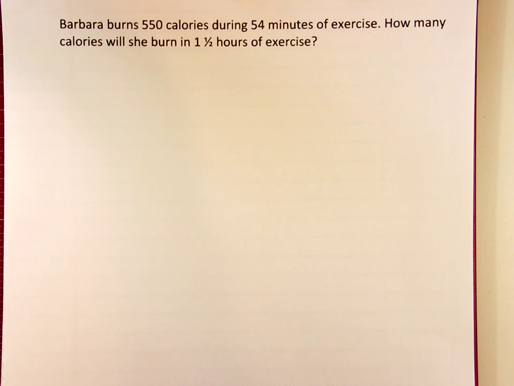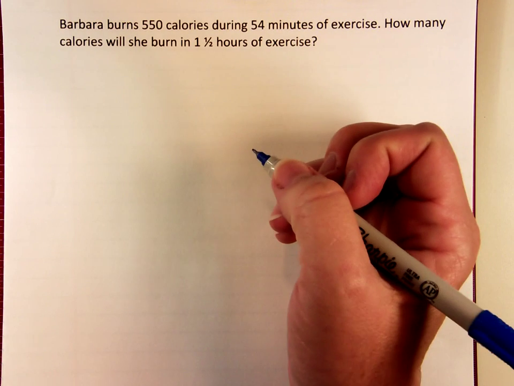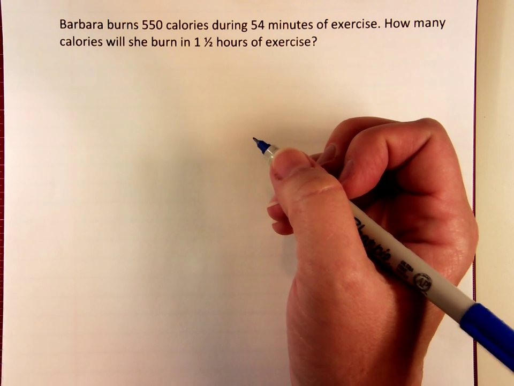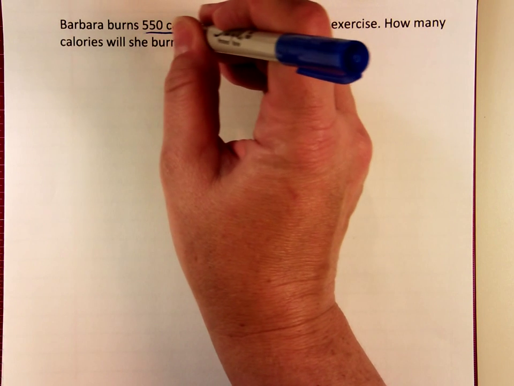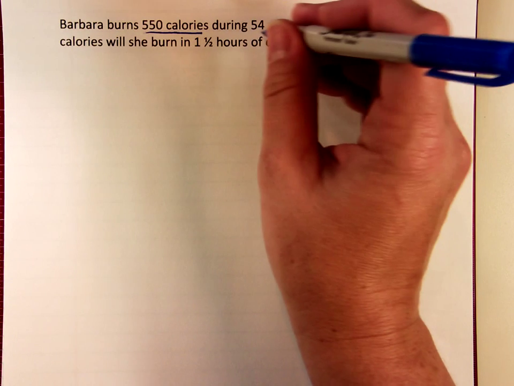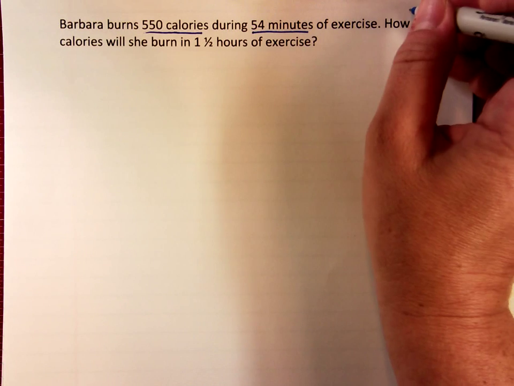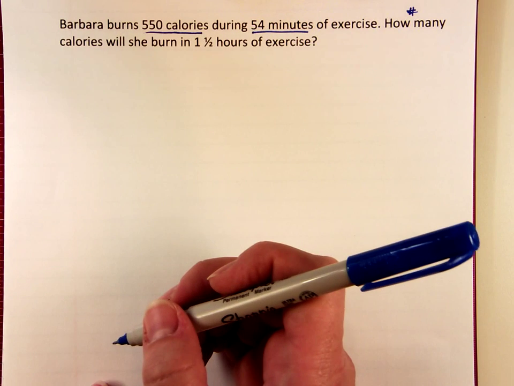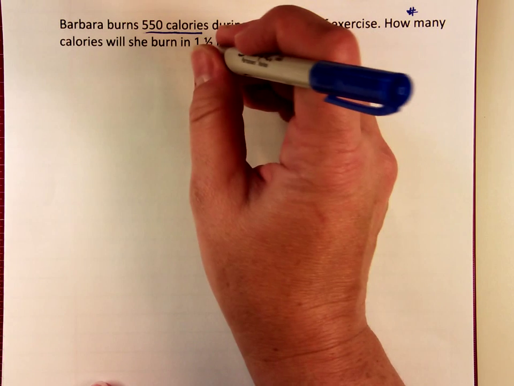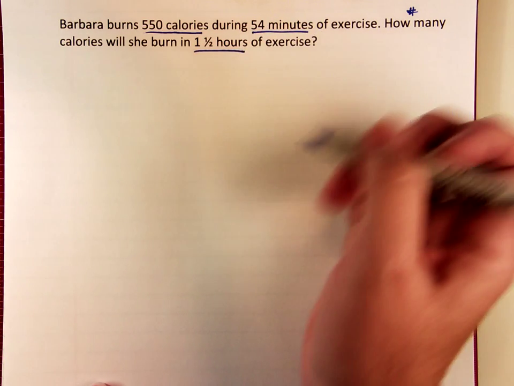Barbara burns 550 calories during 54 minutes of exercise. How many calories will she burn in 1.5 hours of exercise? All right, let's reread this, and as I go, I'm going to be making note of numbers and units. Barbara burns 550 calories during 54 minutes of exercise. How many, that will be a number, calories will she burn in 1.5 hours of exercise?